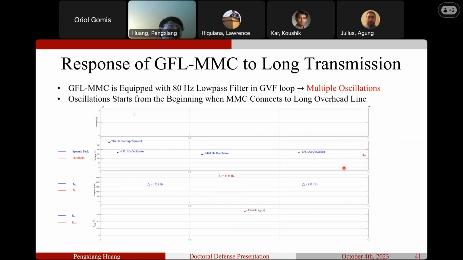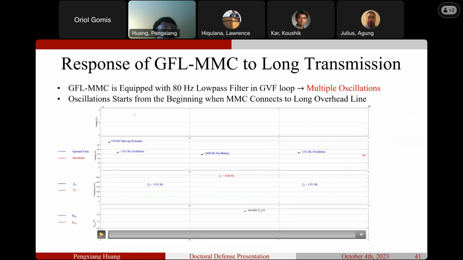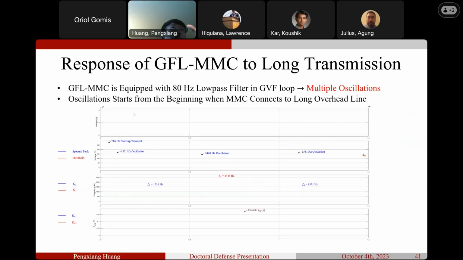I think from my perspective, it's interesting. Let me just, I think it's a video, so I have to, okay. So this is a grid-following MMC connected to long overhead transmission, as we saw before. But if you have adaptive narrowband impedance reshaping, what happens?